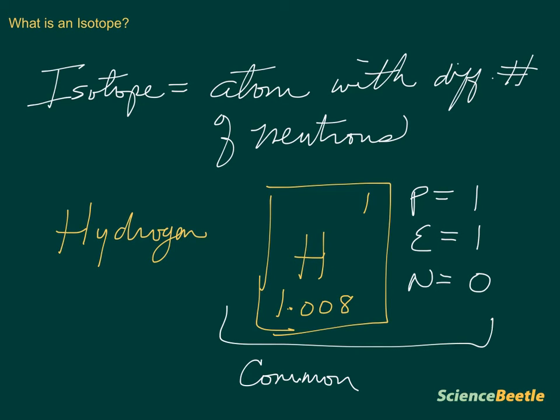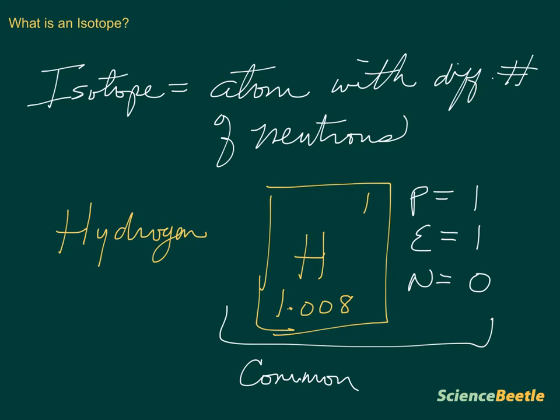But what we don't often talk about are the other forms of hydrogen. Hydrogen has three versions, or three different isotopes. And since we know that an isotope is an atom with a different number of neutrons, what you can expect here is a different neutron number. Let me show you that in a second.